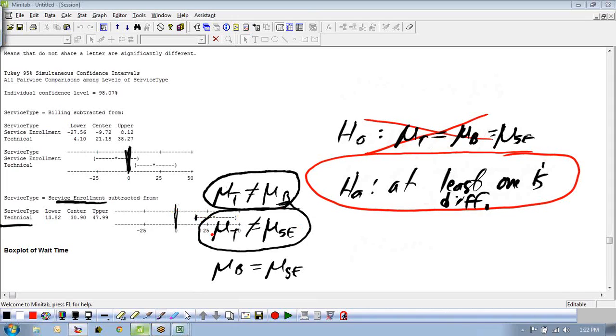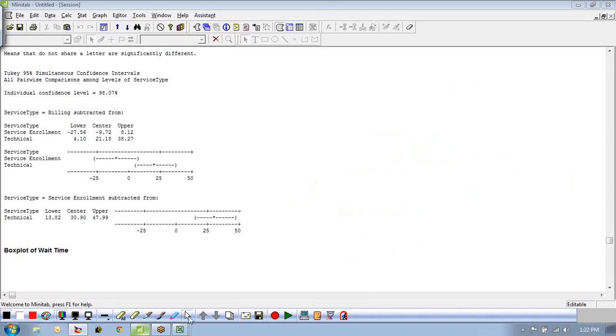A little bit simpler and a little bit more obvious in Excel stats, I think. So that's it. That's ANOVA in a nutshell, and we covered it in Excel stats and Minitab.